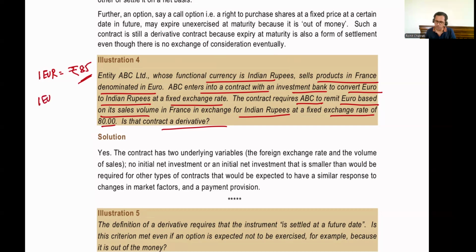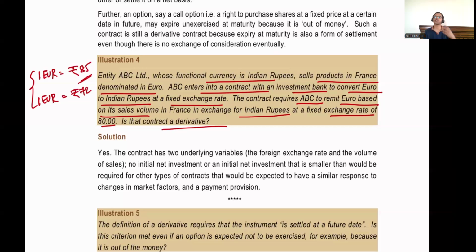Alternatively, let's say 1 euro is equal to 72 rupees. In the market, ABC could have sold 1 euro at 72, whereas under this contract it is able to sell it at 80 rupees, and therefore it is at a gain. So as the exchange rate changes, the value of the forward contract for ABC is also changing. When euro appreciates, ABC is at a loss. When euro depreciates, ABC is at a gain. So the value of this forward contract changes based on the change in the underlying variable. The underlying variable over here is the exchange rate.